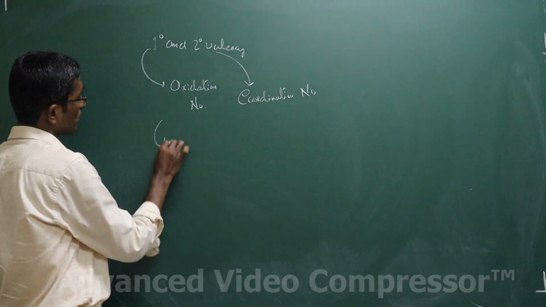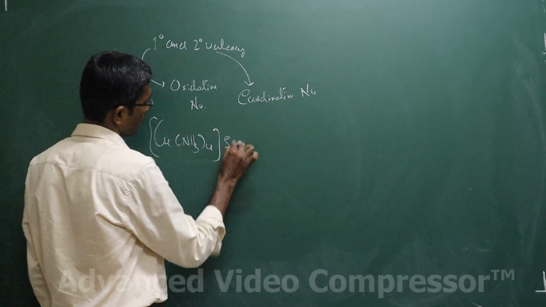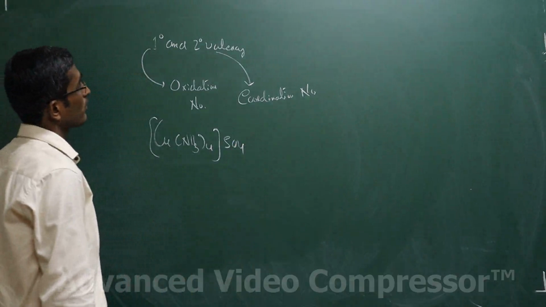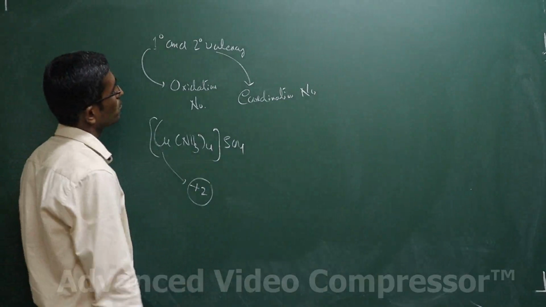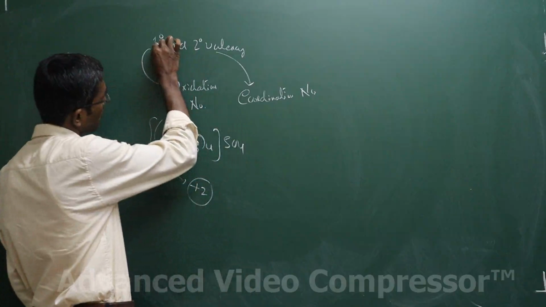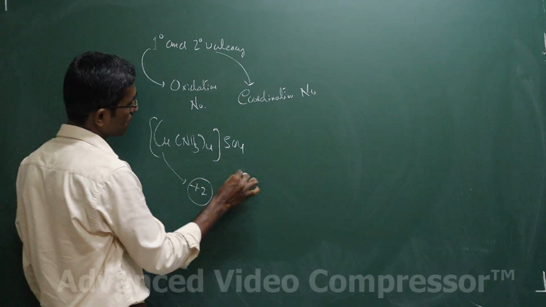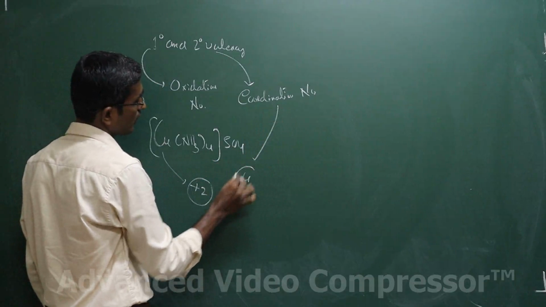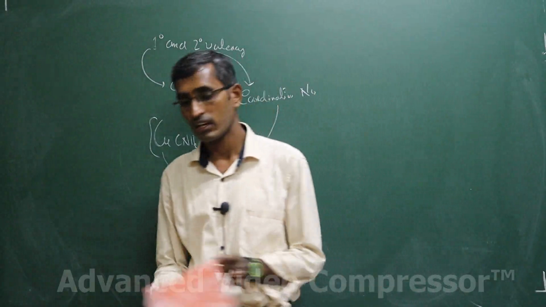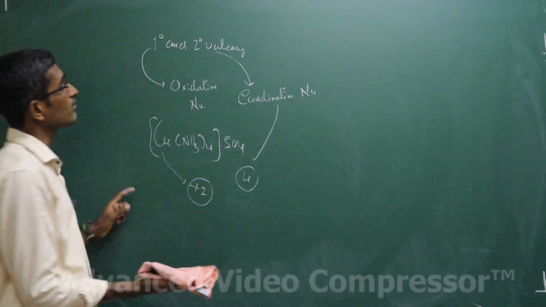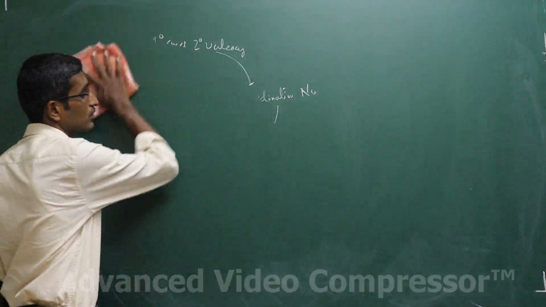For example, if I am taking the cuprammonium sulfate complex, Cu(NH3)4 SO4, what is the oxidation number of the copper here? +2. Right, the oxidation number of the copper is +2, so this is the primary valency, whereas the coordination number is 4 here. This is the secondary valency. Okay, so just to give an idea regarding primary and secondary valency. This was proposed under Werner's theory only.